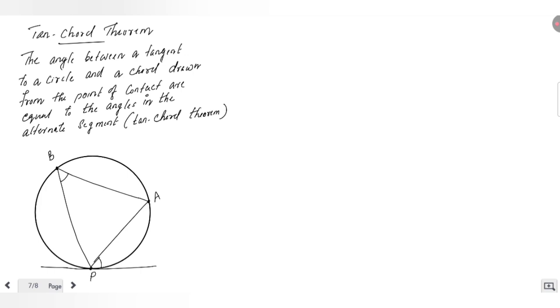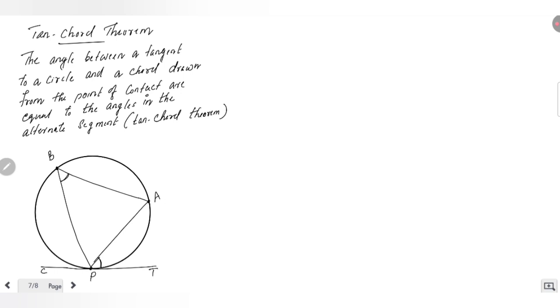So here, what we have to prove: let me call the tangent PT. Angle APT is equal to angle PBA. Those 2 angles you can see, this angle P is equal to this angle B. If you can prove that, then we are done.